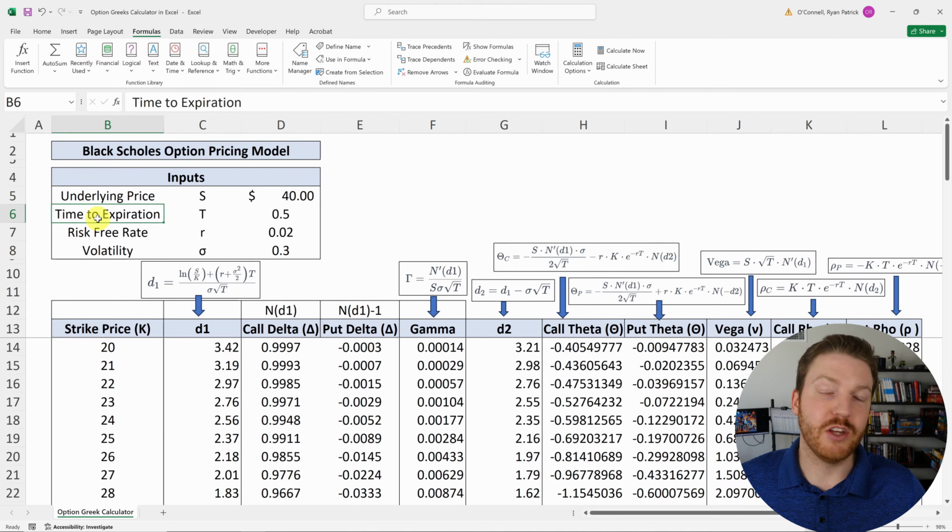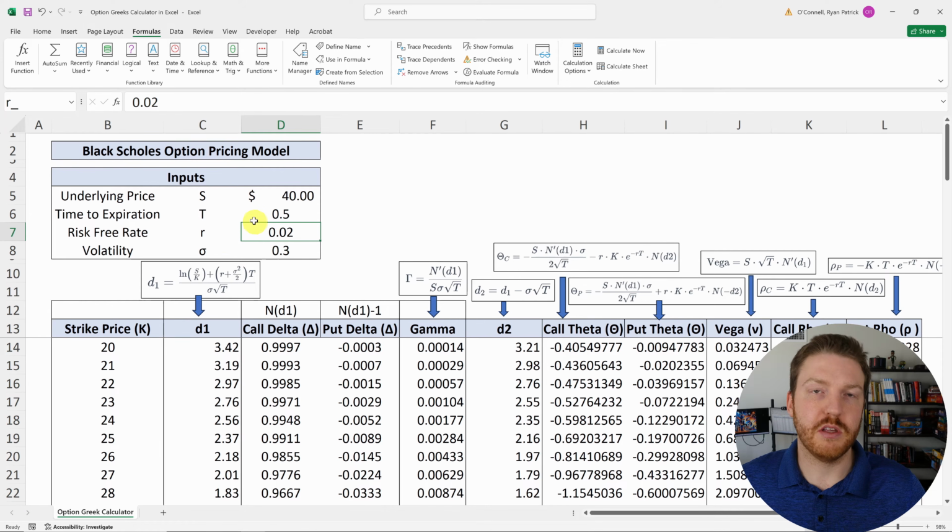The time to expiration on all of these option contracts is going to be denoted as T, and we're going to use the value of 0.5, which means that in half a year, so 0.5 of a year, these options will expire. The risk-free rate is called R. We're going to assume it to be about 2%. So you could think of this as, let's say, the yield on a 10-year treasury, for example. And the volatility, which we'll denote with this sigma symbol, is going to be assumed to be 30%.